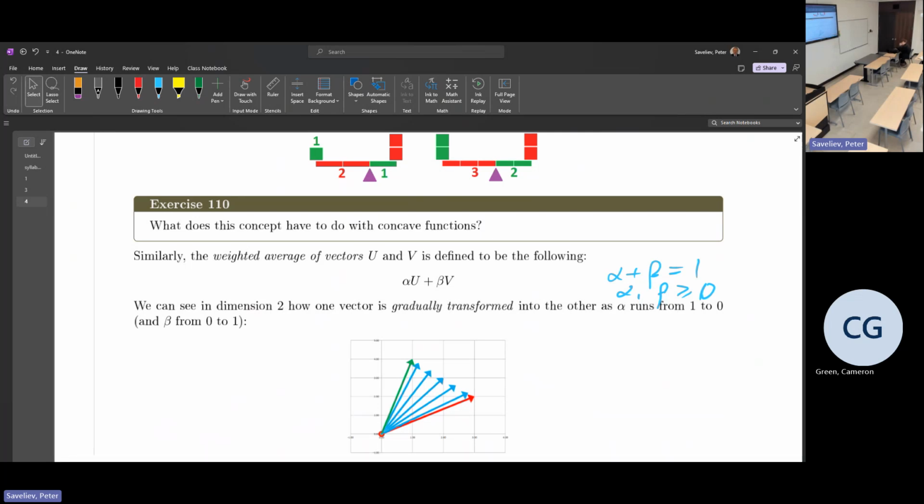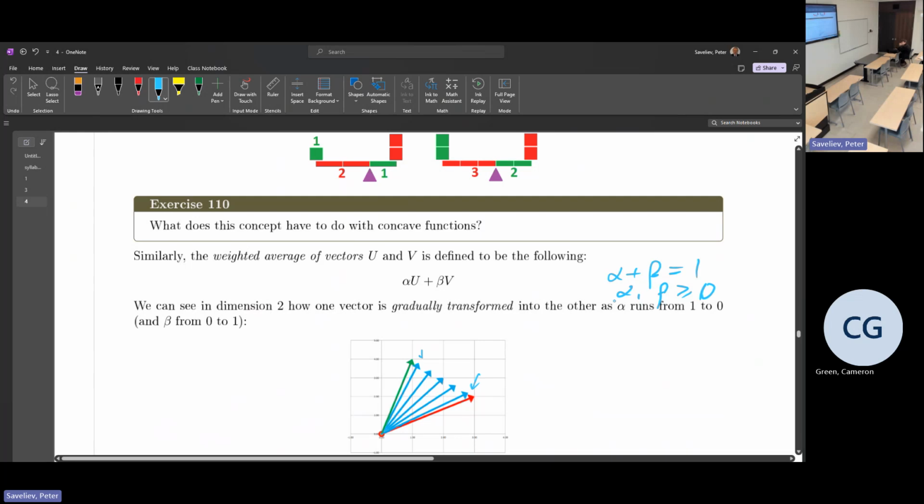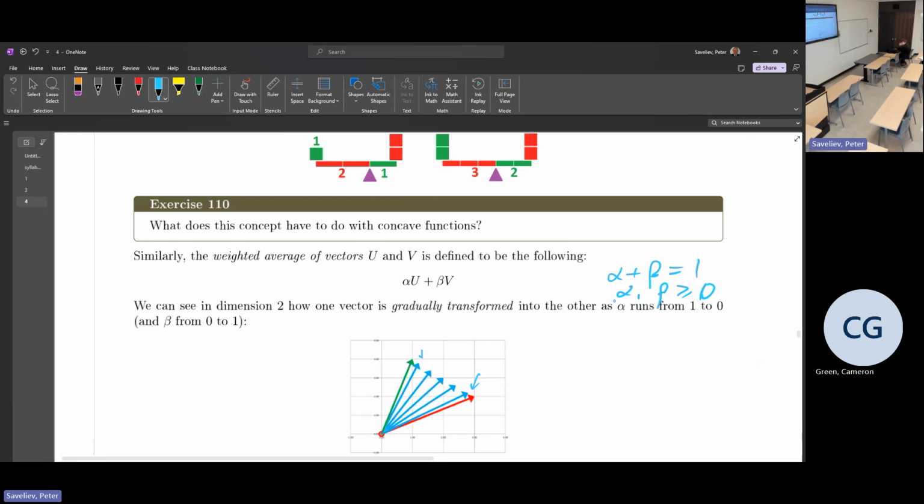Okay, the blue ones, depending on how much weight we give. If we give more weight to the red one, we're getting this one. If we're giving more to the green one, we get the other one. And so that's the scope of possibilities, the whole range of possibilities of the vectors, and they all lie on that line.